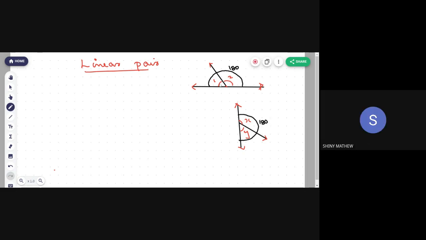Okay, so two adjacent angles, if their sum is 180, then that type of adjacent angles are known as linear pairs. Okay, so all of you listen. If the sum of two adjacent angles is 180, then they are known as linear pairs. Or otherwise we can say the definition this way: the non-common arms of an adjacent angle is like a straight line.